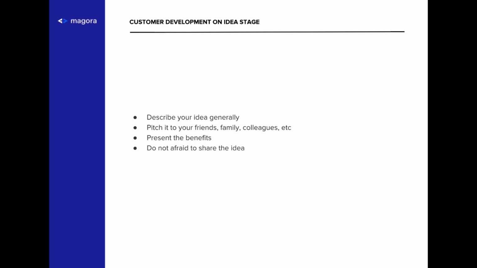So don't be afraid to share your idea, because sharing your idea will make people question your idea. They will give you ideas to improve your idea, things that you might have missed that you might then want to add, and tweak your business plan and business objectives, and how that's going to work. So it's really a good idea to share your idea with people.